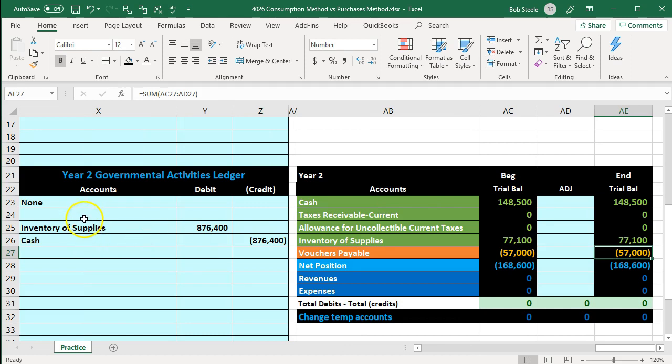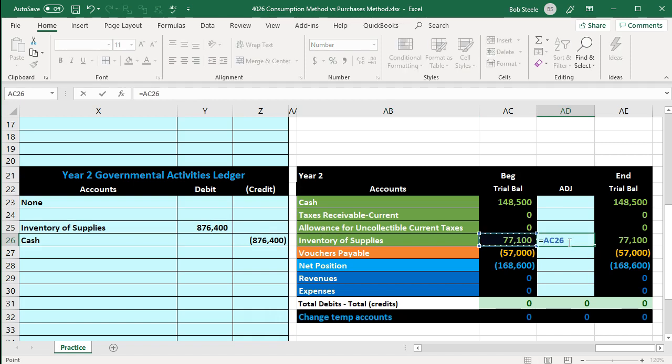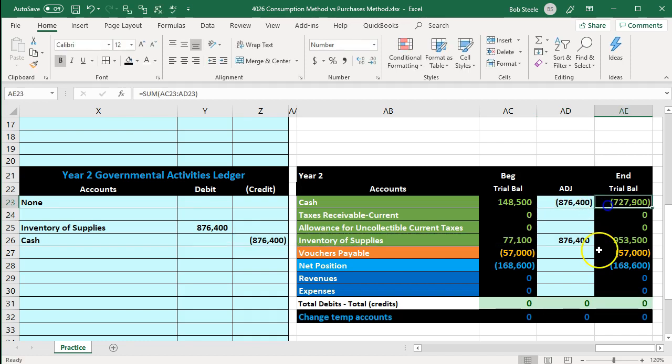Then we're going to say the inventory is going up. So here's the inventory. We are in AD26 equals, there's the debit. And then the cash is going to be in AD24. Actually, it's in AD23 equals. The cash is going down. Once again, it's overdrawn. Don't let that throw you off.